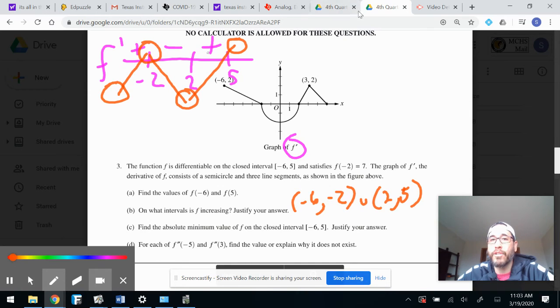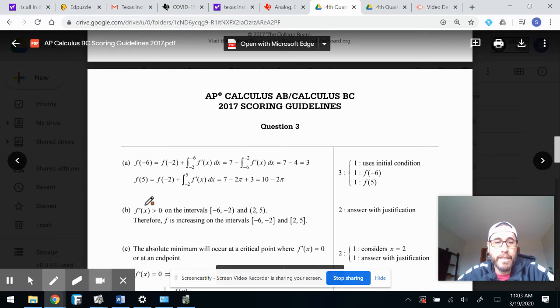Let's go ahead and look at the grading for that. And it says F prime is greater than 0 on those intervals, and that's why it's increasing. So exactly what I said. Now remember, we talked about this earlier: since we have endpoints, some people believe in brackets, but you could use parentheses there and you would get full credit. So far, you get those two things right.